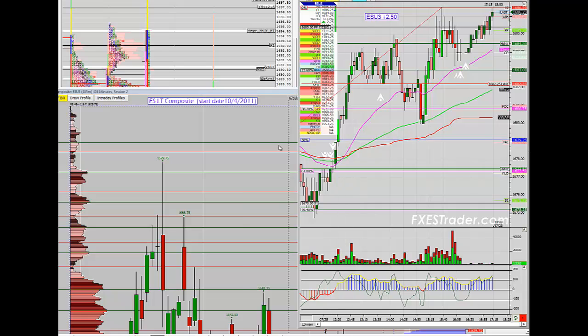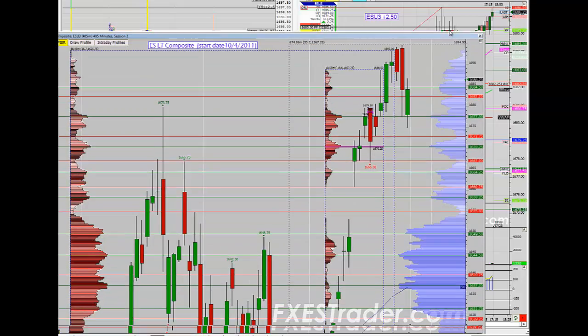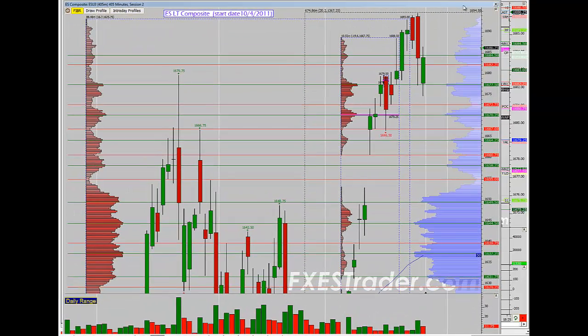So I don't need to look back to this, even though I've got 6 screens here. I allocate a number of the other screens to both oil and the euro, the other 2 contracts that I trade. So looking at this here, this is the composite.